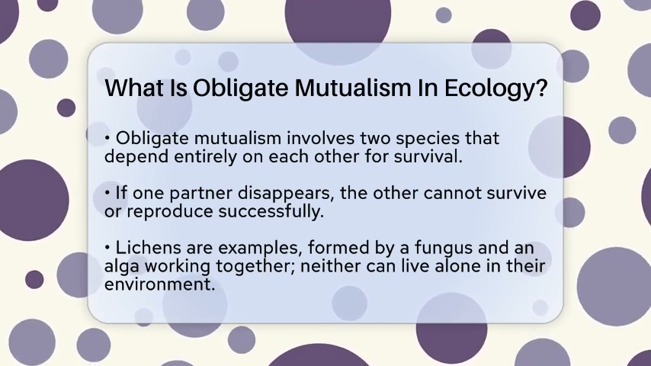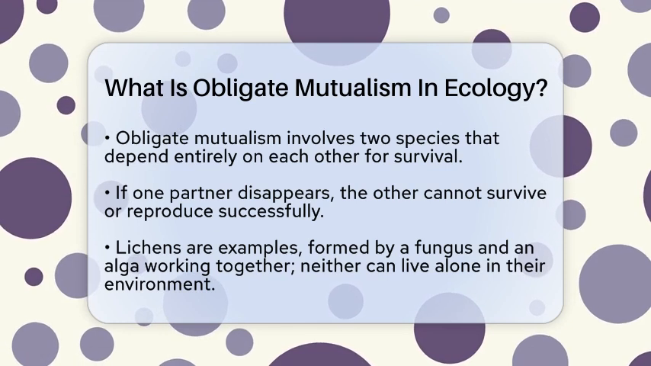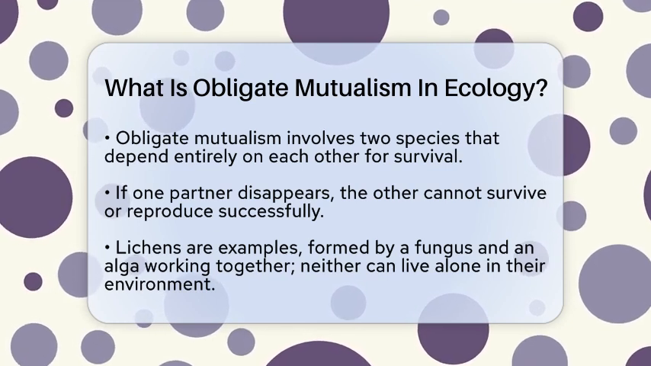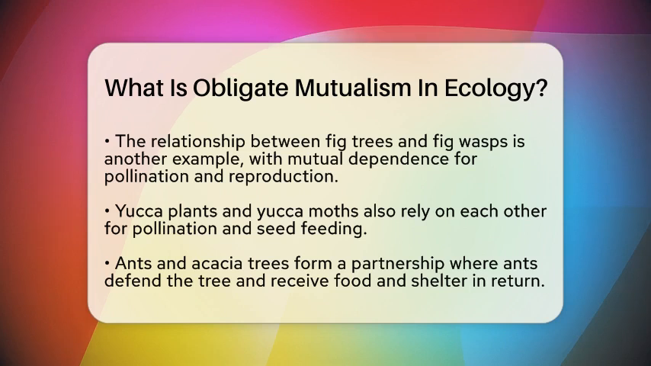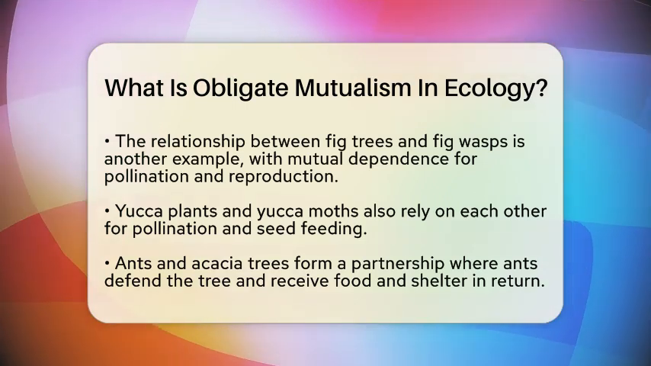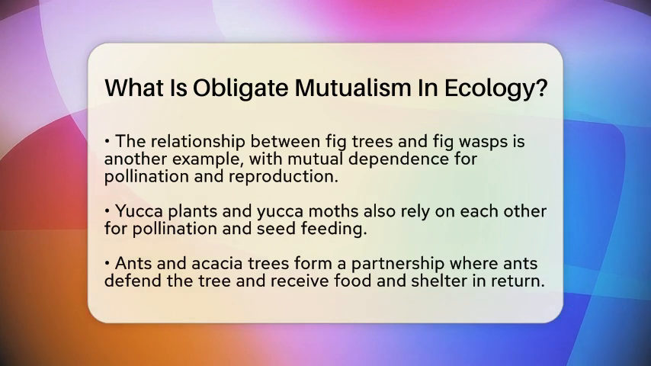Take lichens, for example. They are made of a fungus and an alga living together. The alga makes food through photosynthesis, which feeds both. The fungus protects the alga from harsh weather and helps it absorb moisture and minerals. Neither can live alone in the environments where lichens thrive.